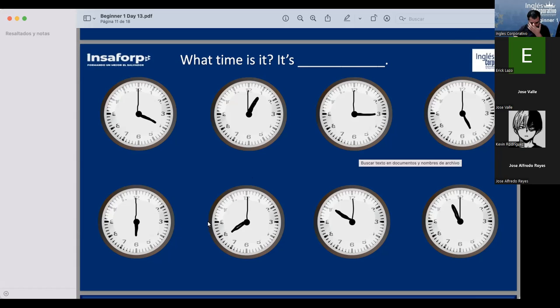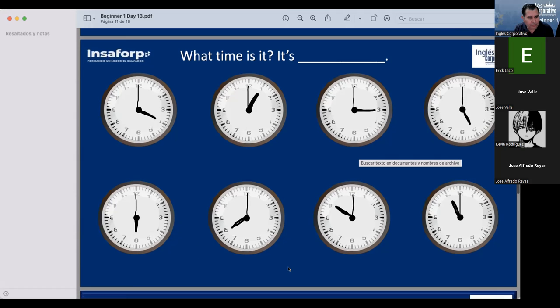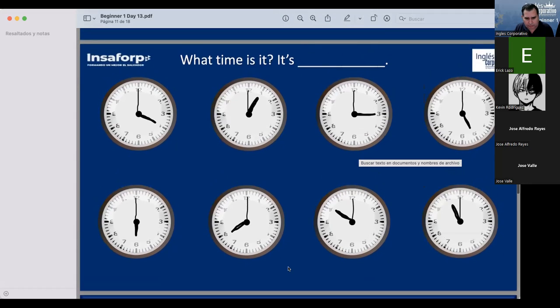Is six still considered afternoon or not? No, not anymore. It's in the evening. 6 in the evening. You can say 6 a.m. or 6 p.m., in the morning or in the evening.